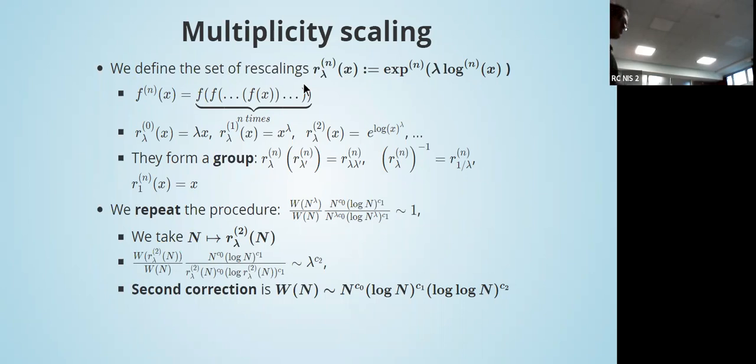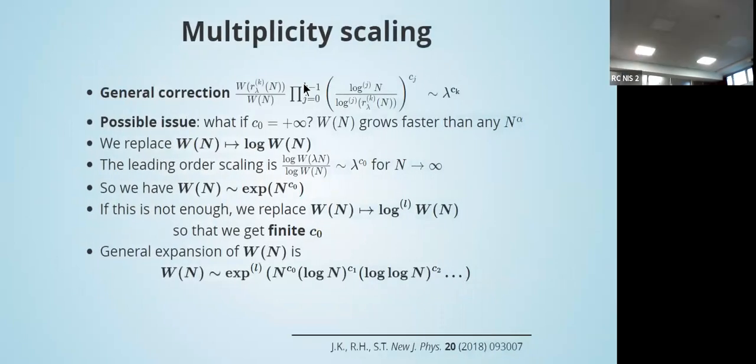Then you can repeat the procedure, and the structure you get is that the exponents look like n to c0, log n to c1, double log to c2. You can go as far as you wish, but normally you take only the first few exponents because these are the important ones. What can happen is that c0 is infinity, which is not forbidden. That means W_n grows faster than any polynomial, so it grows exponentially.